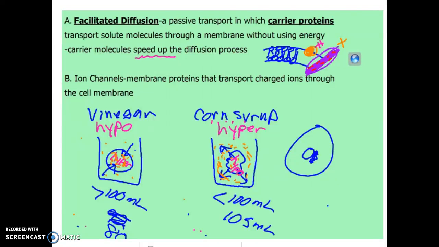So the visual that you're seeing here with this video is what you should have seen with our vinegar and corn syrup with the eggs that you finished up when I was gone. And hopefully you saw a difference between the two eggs. Hopefully you saw in the vinegar that the egg actually increased in mass. In the corn syrup, it kind of shriveled, and you should have been able to see that.